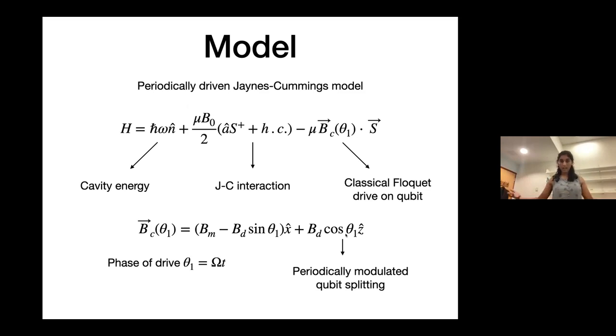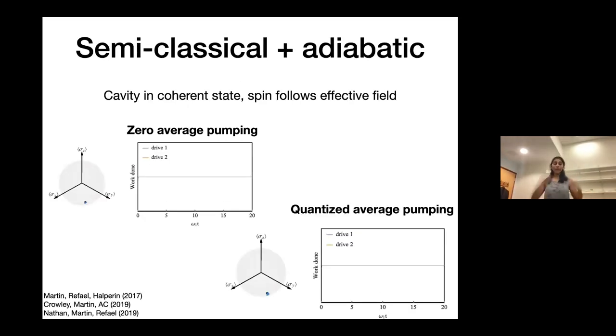And so to start to understand what this thing does, let's go to a simple regime, which has been well studied over the past few years. We'll take our cavity and put it in a coherent state, with a pretty large value of mean photon number, so that we can ignore any effects of coupling to the qubit. In particular, if energy is being pumped into the cavity, we're going to ignore the fact that that's going to change the coherent state. So that's a classical approximation on the cavity.